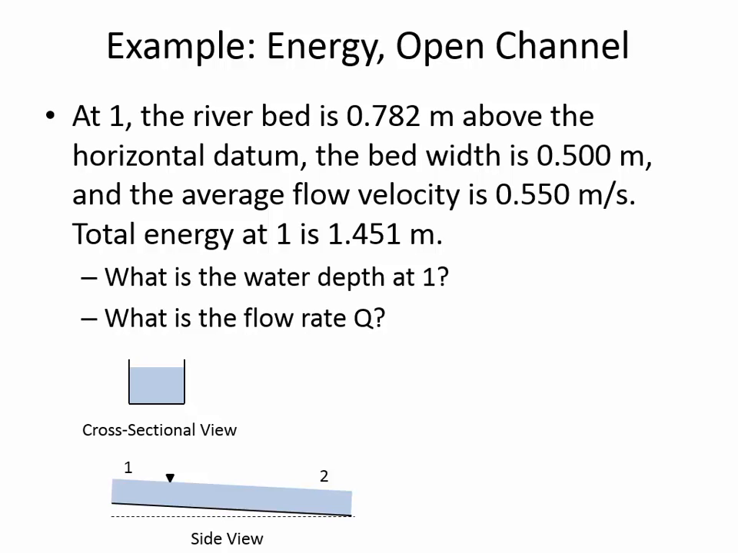So we find the depth of flow, 0.654 meters. And then the flow rate, Q, is just the velocity that's given, 0.55, times the area. Now that we know the flow depth, we can multiply that by the channel width and find the cross-sectional area. And that's what gives us the flow rate Q of 0.18 cubic meters per second.